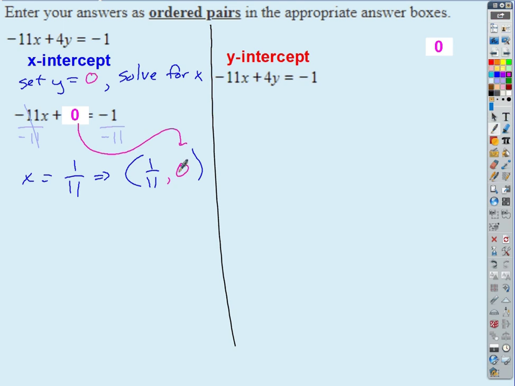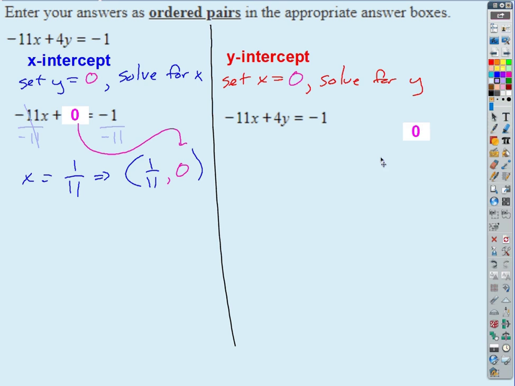Okay, well then, by the same token, what's my strategy for finding the y-intercept? Set x equal to 0, and then solve for y. No big deal. So the same thing here. So Mackenzie, if I set x equal to 0, that makes this equation pretty simple. What's my solution going to be if I solve for y? Divide by 4. Good.